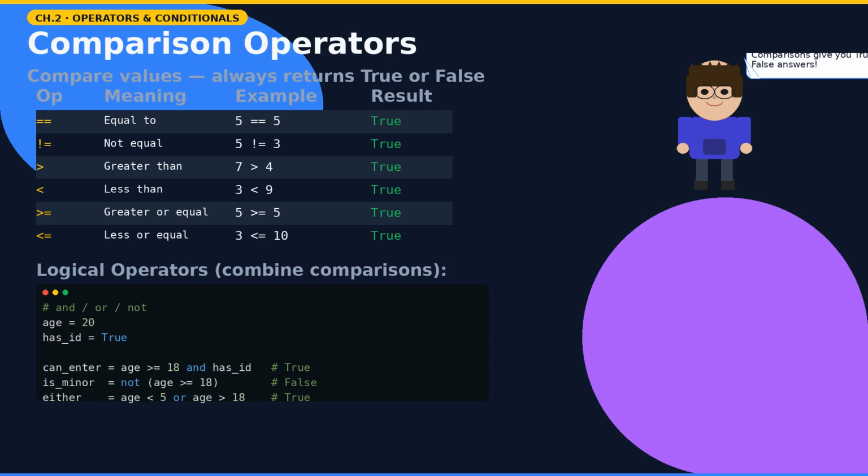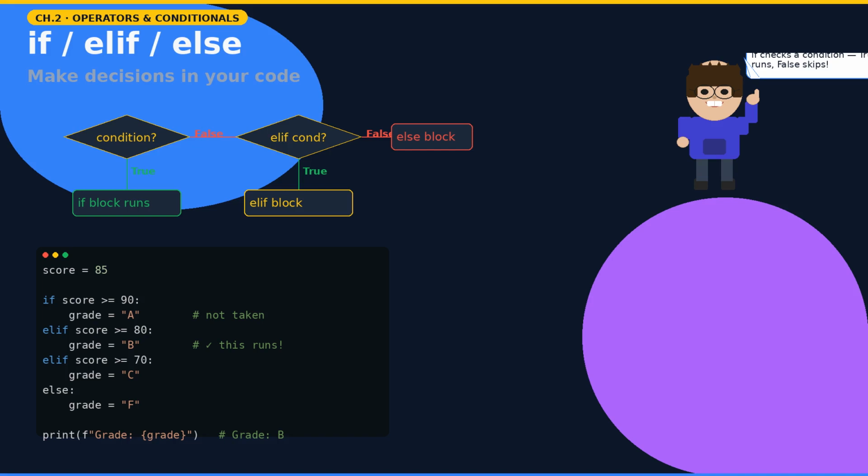Indentation is critical in Python. The code inside each block must be indented consistently. Python uses indentation instead of curly braces to define code blocks. Watch how our grade calculator uses conditionals.